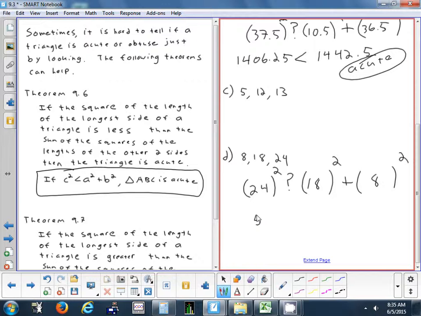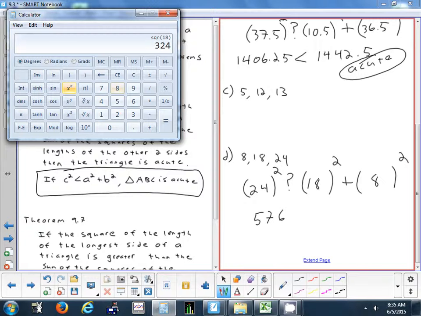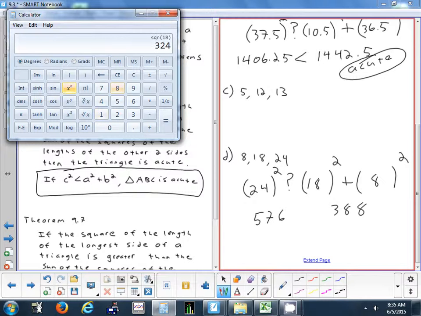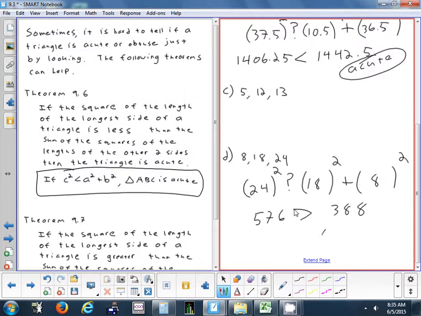All right, so 24 squared, we get 576. Okay, 18 squared, we get 324. 8 squared is 64. So we get 388. So in this case, definitely obtuse. Let me just double check, make sure I did 18 squared. Yeah, we did that right. So this came out quite a bit bigger, which means this is probably very clearly, if you were to sketch it to scale, obtuse. Any questions on that one?